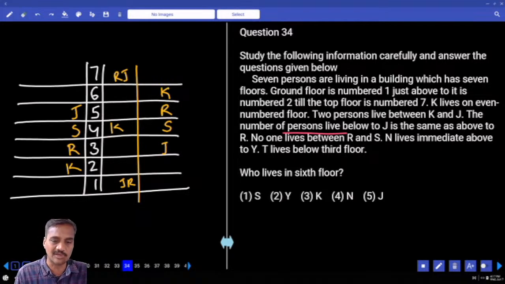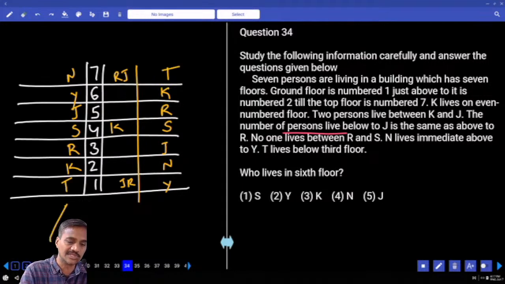N lives immediately above Y. N is immediately above Y. Here N is immediately above Y. And T lives below the 3rd floor. Now here T is here, T is here. Now T lives below the 3rd floor. This is a valid arrangement. And now this is about question numbers 34 to 37.